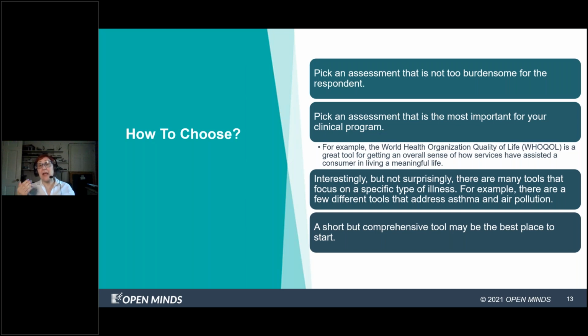And then you also have to be aware that there are many tools that focus specifically on an illness and its symptoms. So again, you may want something that's more targeted. You may want something like the World Health Organization's WHO-DAS, the World Health Organization Disability Assessment Scale. There's a short one and a long one.